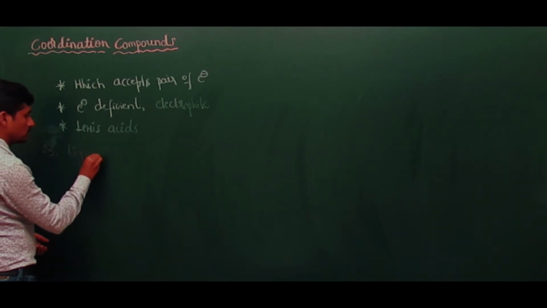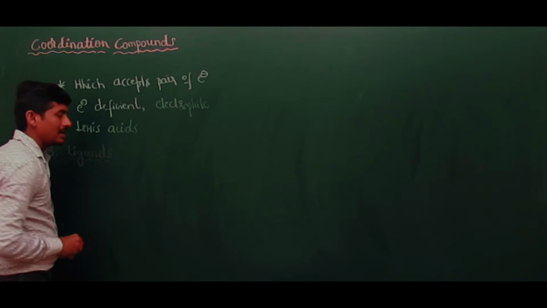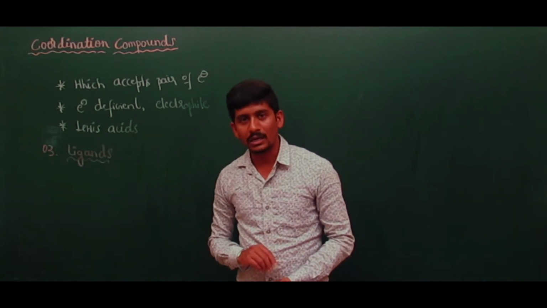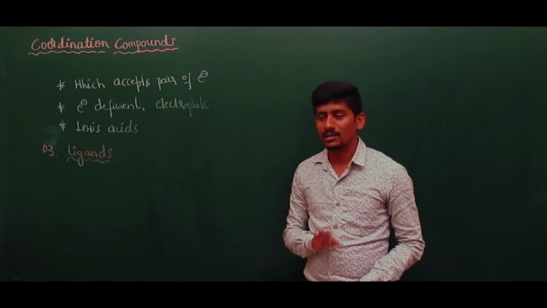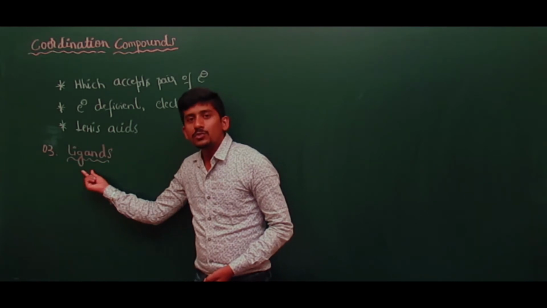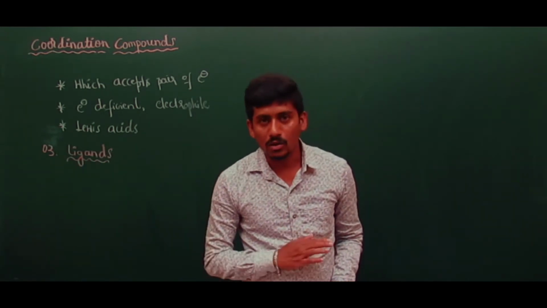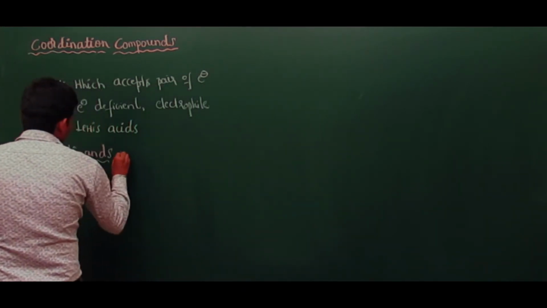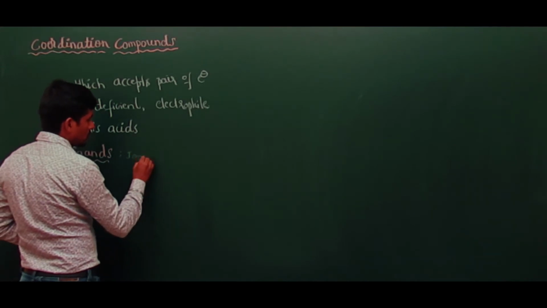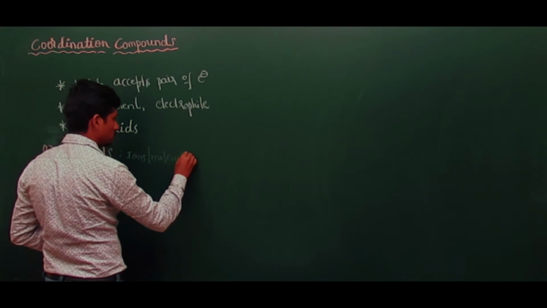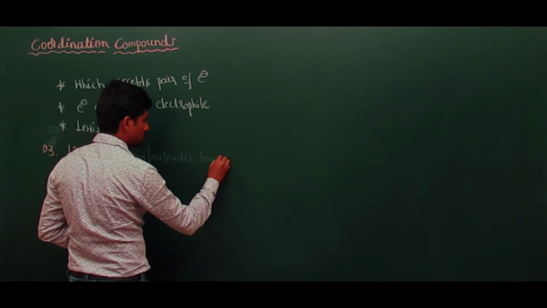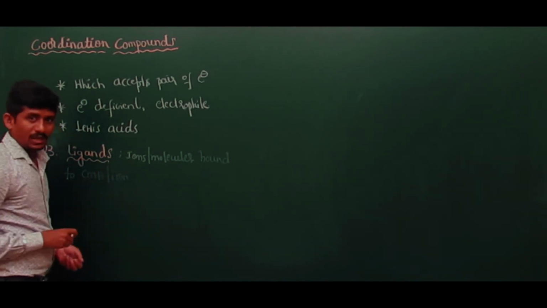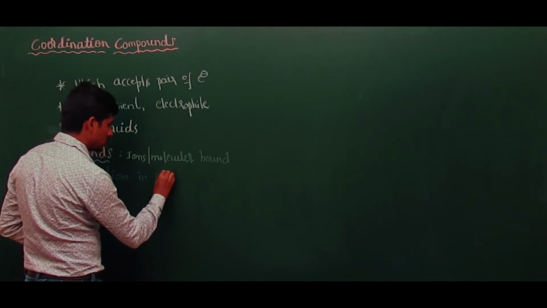The next term is ligands. What is meant by a ligand? A ligand is an ion or a molecule which donates a pair of electrons to the central metal atom or ion. Or else we can define it like this: the ions or molecules which are bound to the central metal atom or ion in the coordination entity are called ligands. Define it: a ligand is an ion or molecule bound to the central metal atom or ion in the coordination entity.